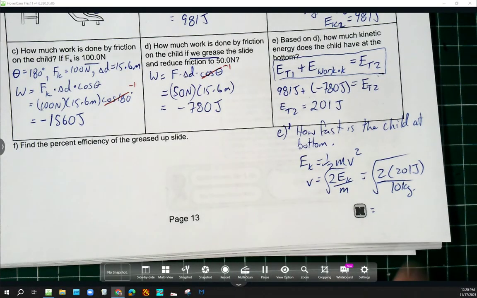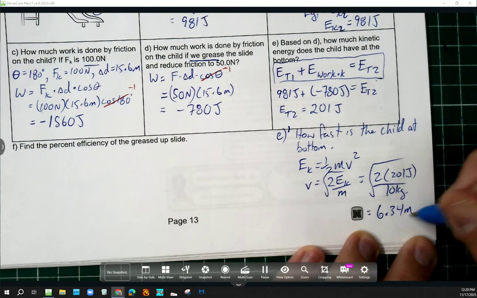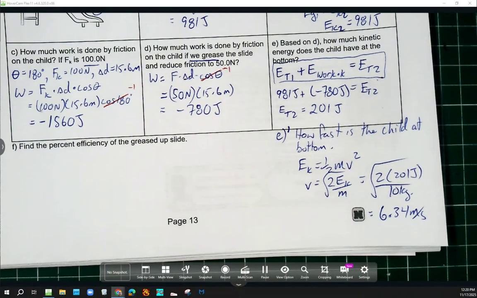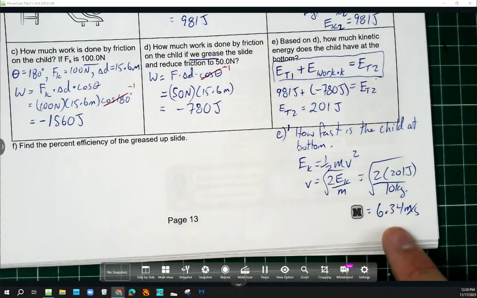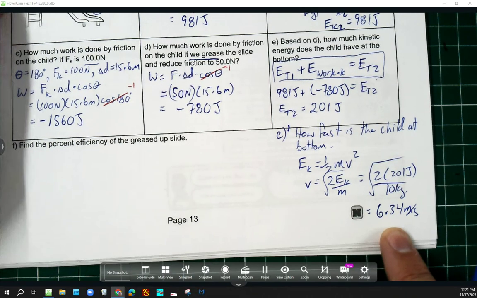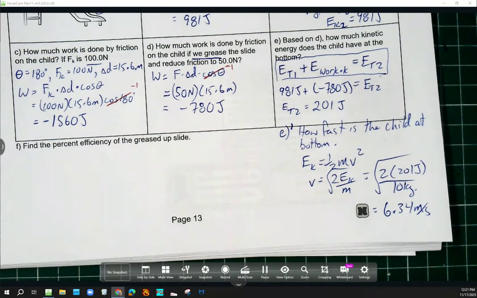6.34. Oh my gosh. I feel like this is not a safe slide. 6.34 meters per second. That's pretty fast. I mean, you multiply that by 3.6 to get kilometers per hour. 22.83. Oh my gosh. This is a 10 kilogram person. If you had your baby shooting off the end of the slide at 22 kilometers an hour, you'd probably be calling the city workers, right? Like there's a safety issue with this slide.